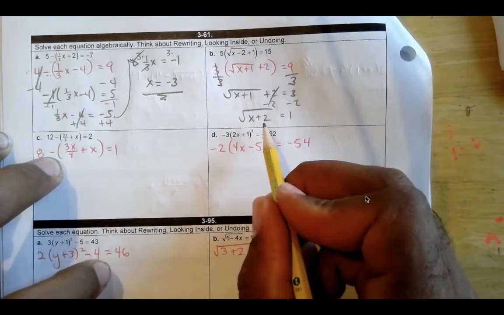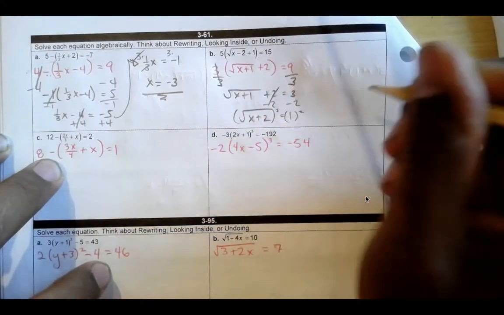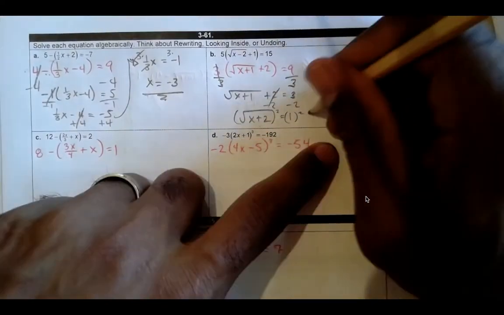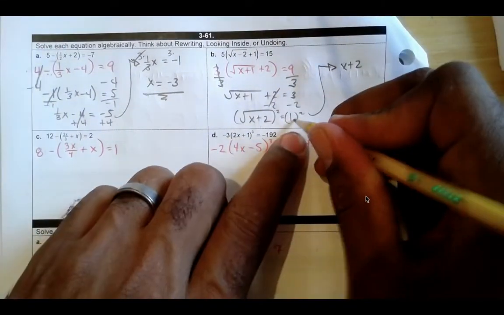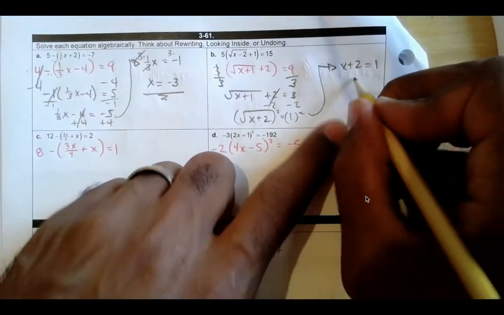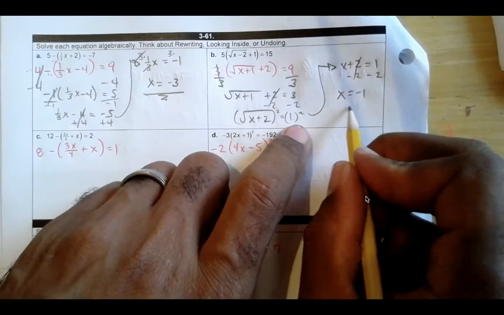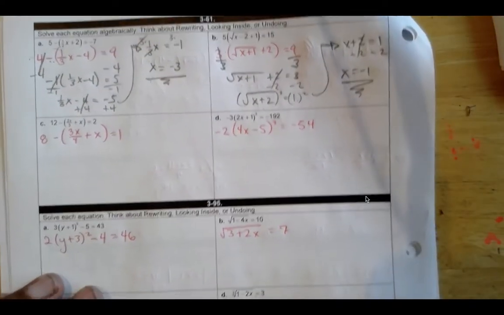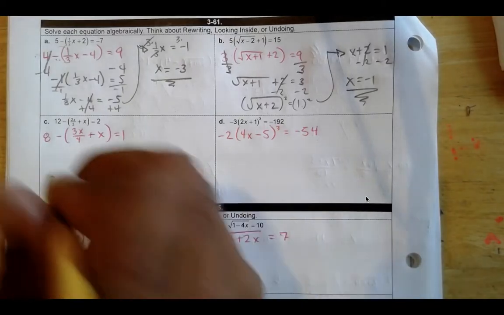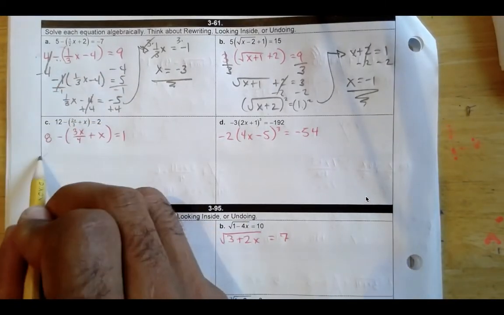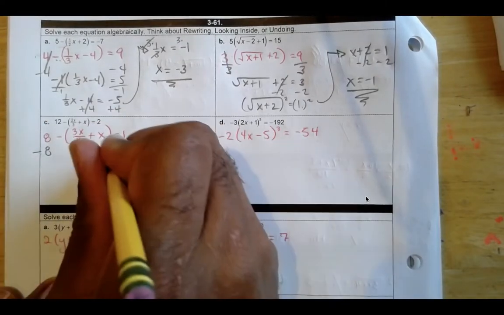And remember what you do with the radical? You just square both sides. So when you square that, it just becomes x plus 2. And then 1 squared is 1. Subtract 2 from both sides, and then x equals negative 1. Okay, so here we're going to do minus 8 on both sides.